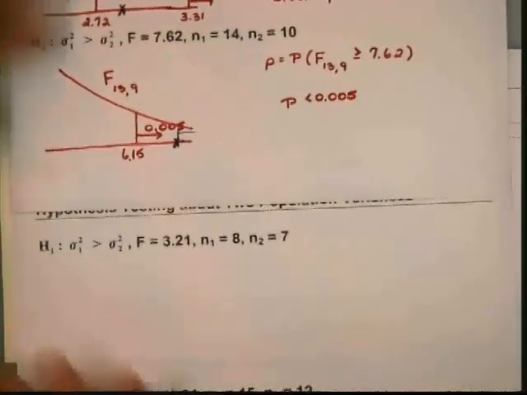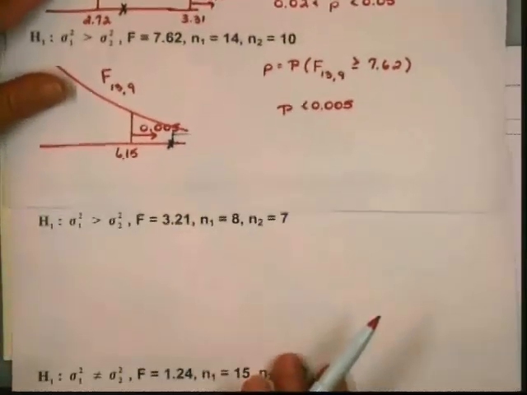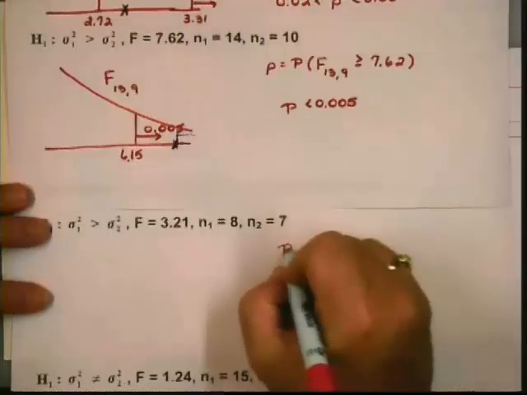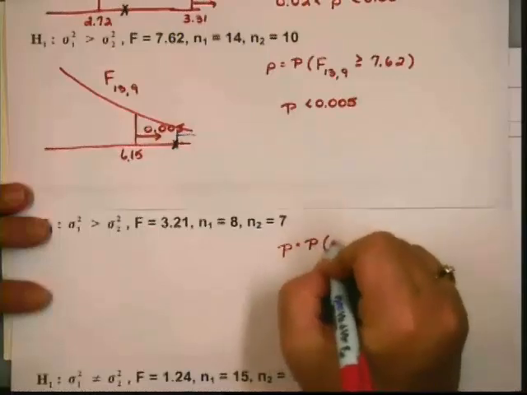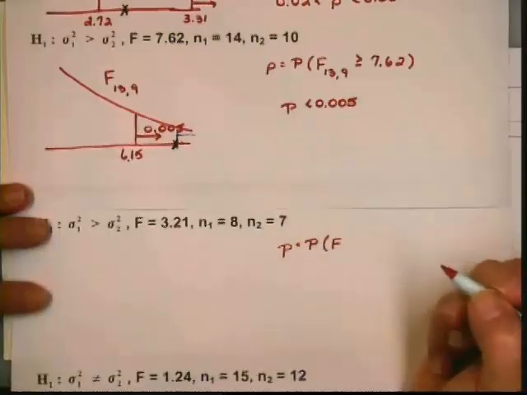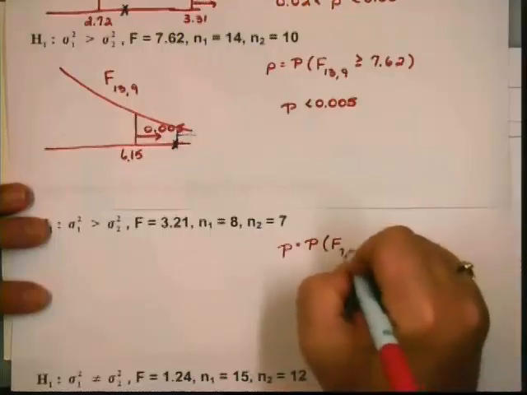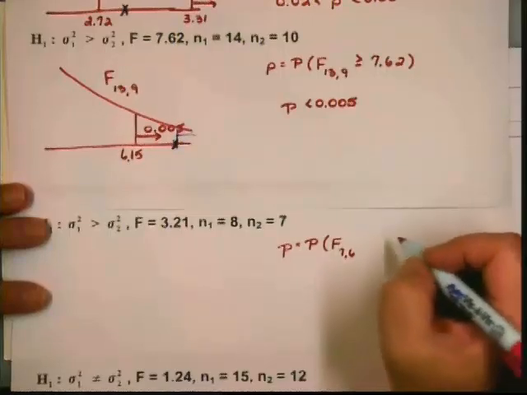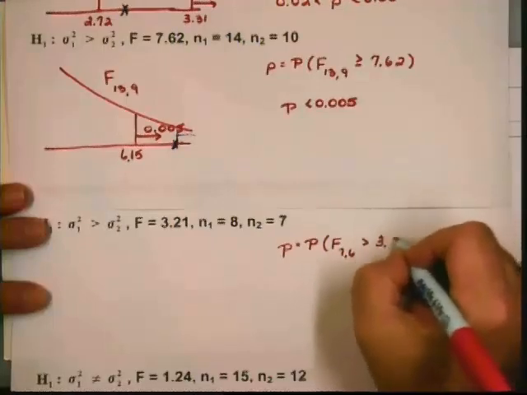Right-hand test, F is 3.21. Our two sample sizes are 8 and 7. So our p-value is not going to be doubled since it's a right-hand test only. It's going to be the probability of an F with what degrees of freedom? 7 and 6, in that order, yes. Probability of F with 7 numerator and 6 denominator degrees of freedom being greater than or equal to 3.21.